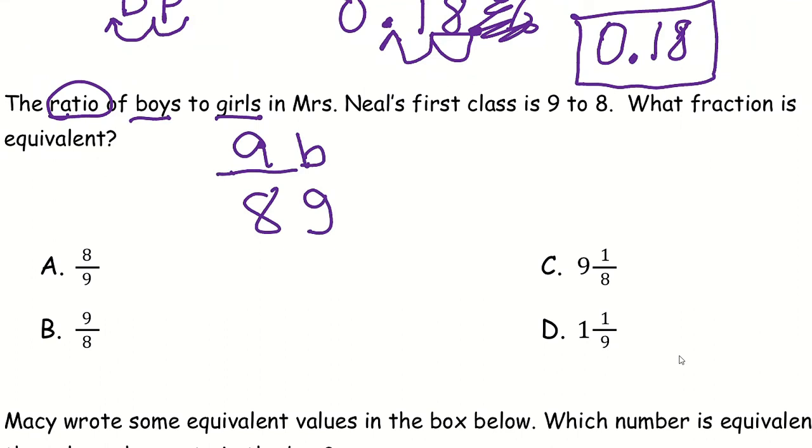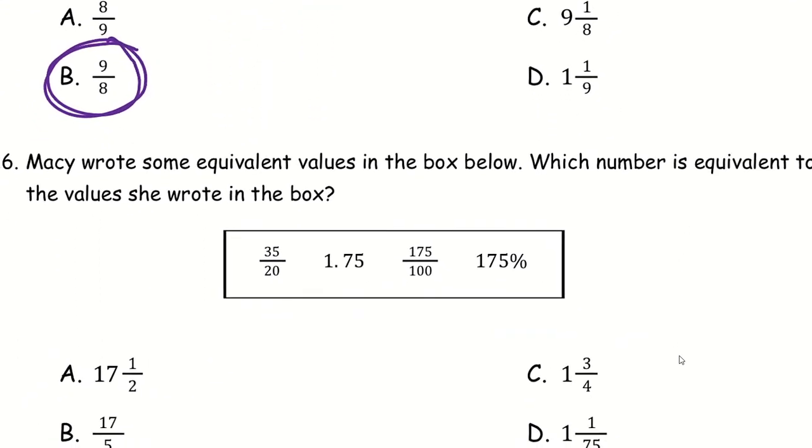I see it too. I don't have to simplify or anything. Oh my gosh, look guys, it's B. Woo woo! All right. Okay, we got this. Number next.